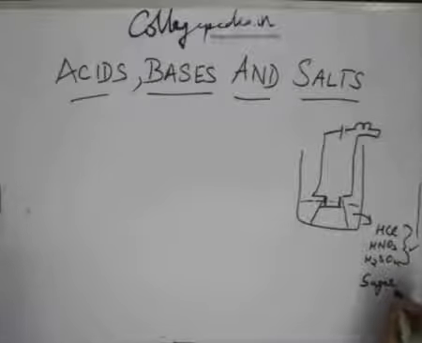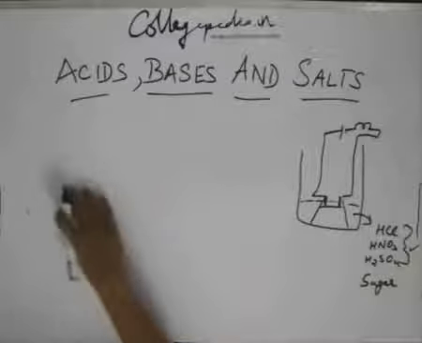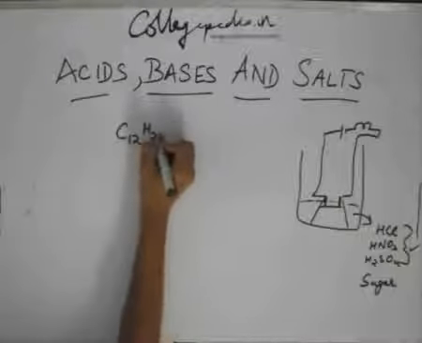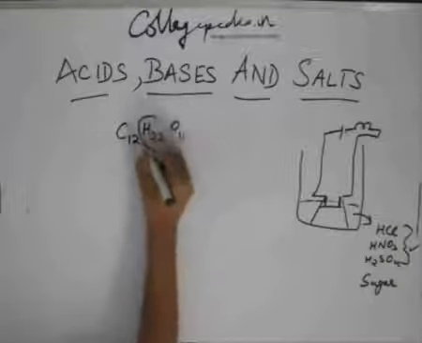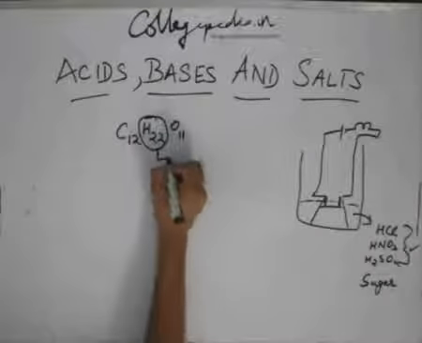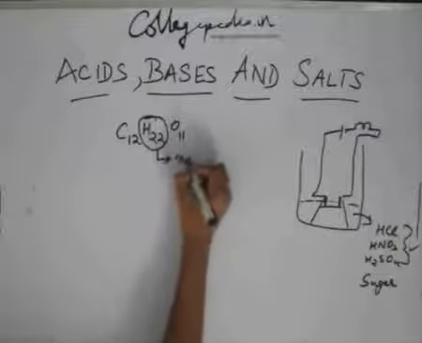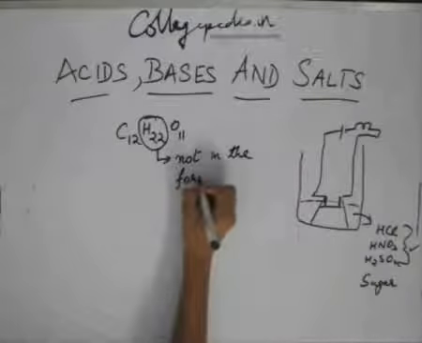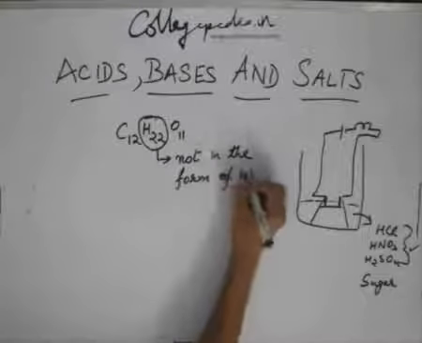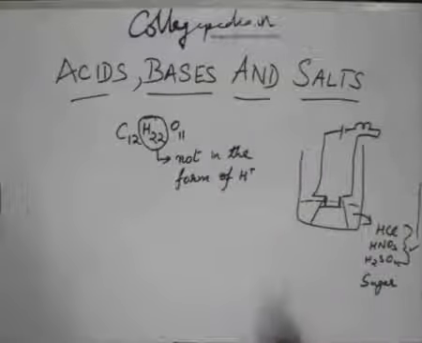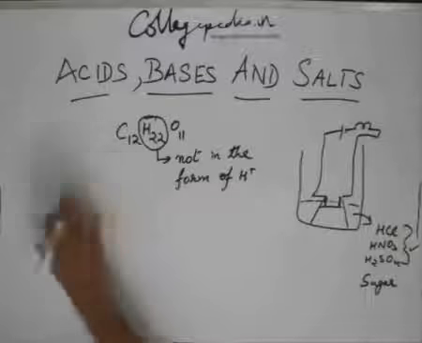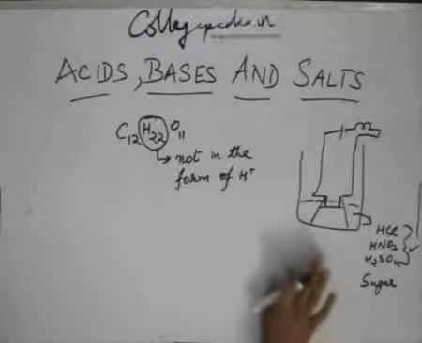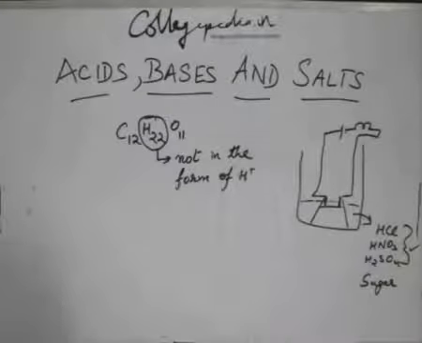and etc. So the sugar, whose formula is C12H22O11, also contains hydrogen, but this hydrogen is not in the form of H+. It does not dissociate as H+, and as a result this whole sugar does not dissociate at all. So there are no ions formed, and that is why the sugar does not conduct electricity.